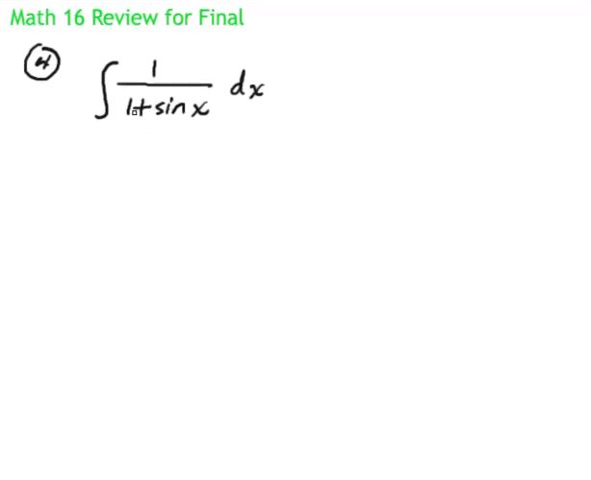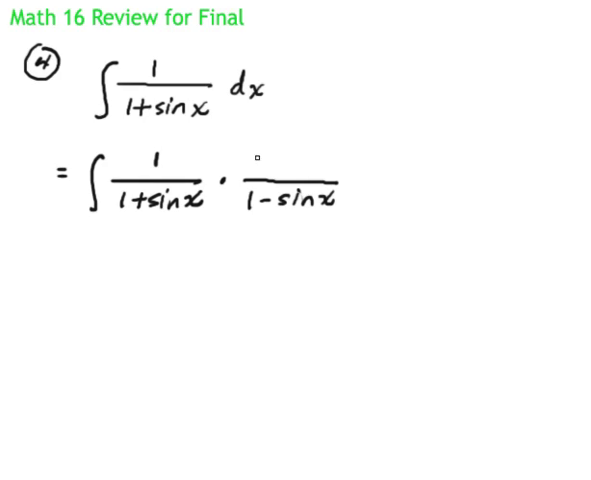In this integral, we have 1 plus sine x in the denominator. And one little trick that we do in this case, if we have 1 plus sine x or 1 minus sine x or 1 plus cos x or 1 minus cos x in the denominator, sometimes it helps to multiply top and bottom by whatever's in the denominator with the opposite sign. So in this case, we'll multiply top and bottom by 1 minus sine x.